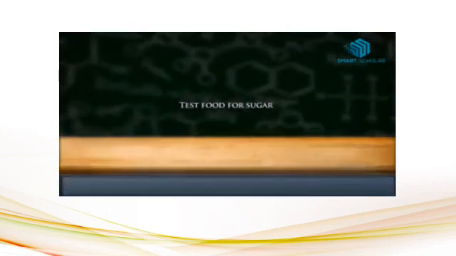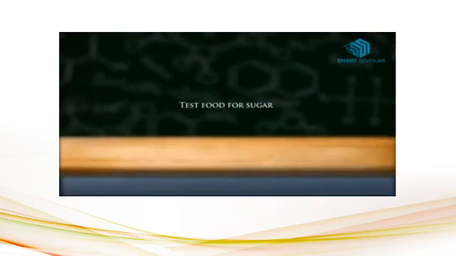Test food for sugar. Before we start our experiment to test food for sugar, let us first understand what is sugar. Sugar is the generalized name for sweet carbohydrates which are soluble in water. They are composed of carbon, hydrogen, and oxygen.